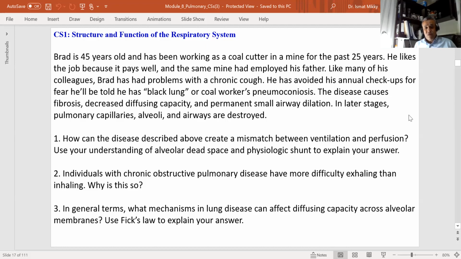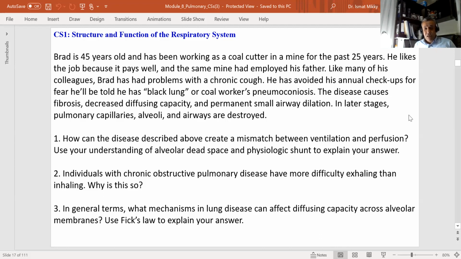Question number 2: individuals with chronic obstructive pulmonary disease, COPD, have more difficulty exhaling than inhaling. Why is this so? This will also be discussed under COPD, but I'm going to answer right here that the airway resistance is lower during inhalation because of the elastic properties of the lung. When inhalation occurs, the elastic fibers have the effect of pulling airways open as the thoracic cage expands.